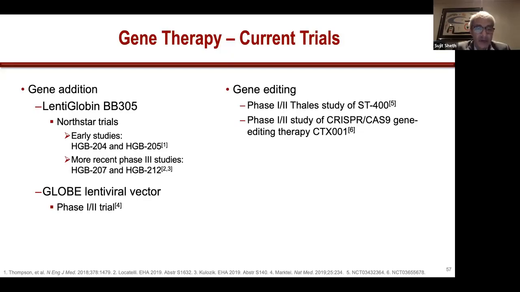And then the GLOBE lentiviral vector, which is in a phase 1/2 trial, which is the one in Italy, where they inject the modified stem cells directly into the bone marrow. And then gene editing, you have two. You have the Sangamo trial, which is the ST-400 or THALES study. And then you have the CRISPR-Cas9 gene editing trial of CTX001. We'll mention each of those in a minute.